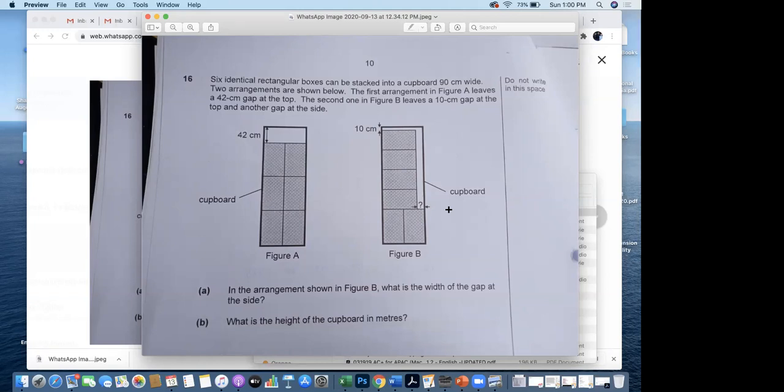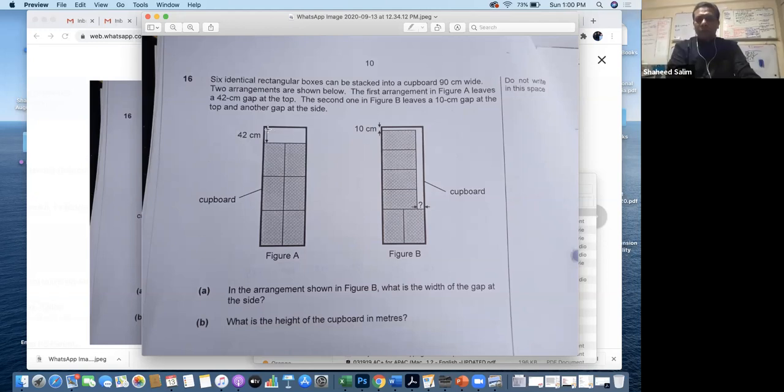Okay. So this is a cupboard, the inside of a cupboard. Imagine you look at the inside of the cupboard. Now they can stack the boxes like this. Imagine it's a cupboard with two doors. So now you can stack like that, and then the empty part down here is 42 cm. You can also stack like this, and down here will be 10 cm.